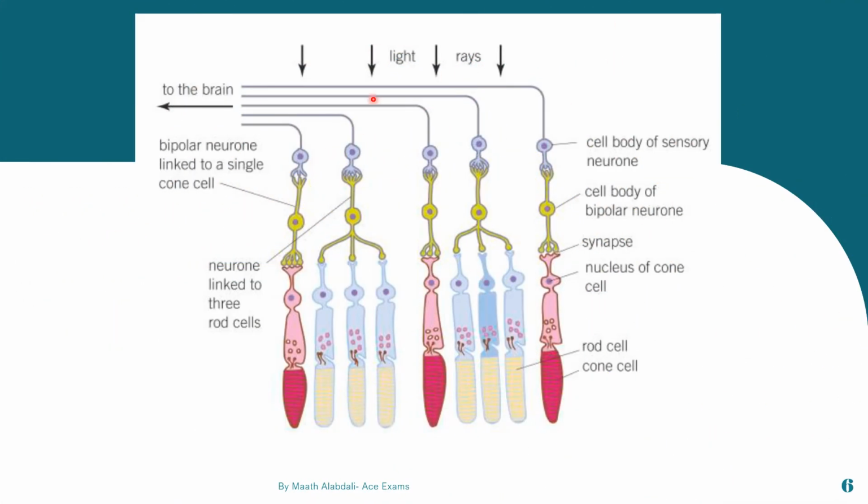So this diagram summarizes it. We have the rod cells in here and the cone cell in here. The cone cell, as I explained in the previous slide, is only connected to one neuron. However, many rod cells are connected to one neuron. That's why it has low visual acuity, because there are many rod cells connected to it, so it's really hard to differentiate. But for the cone cells, it's just one cone cell connected to one neuron.